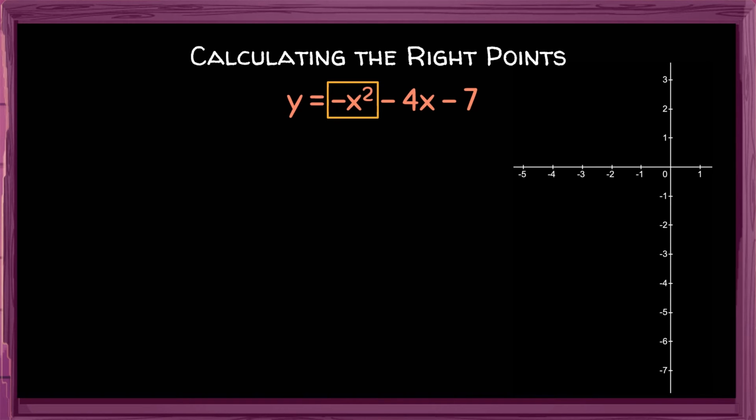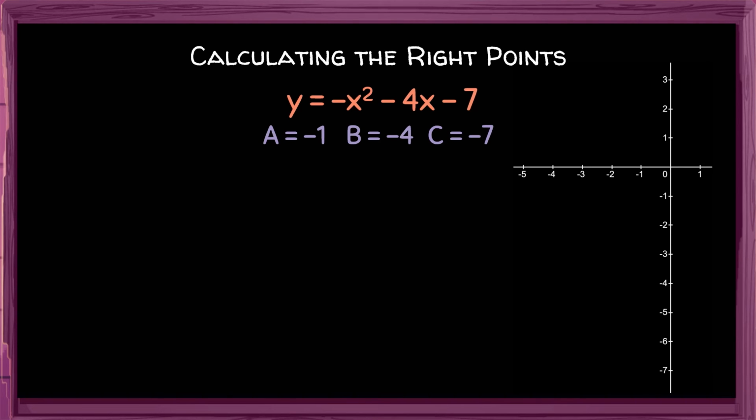Excellent, Tom. The number of x squareds in our equation is our a value, and when our a value is positive, the parabola opens upward. When a is negative, the parabola opens downward. Since Tom just helped us to figure out that our a value is -1, can someone else tell me our b and c values? B is -4 and C is -7. That's right, V9.